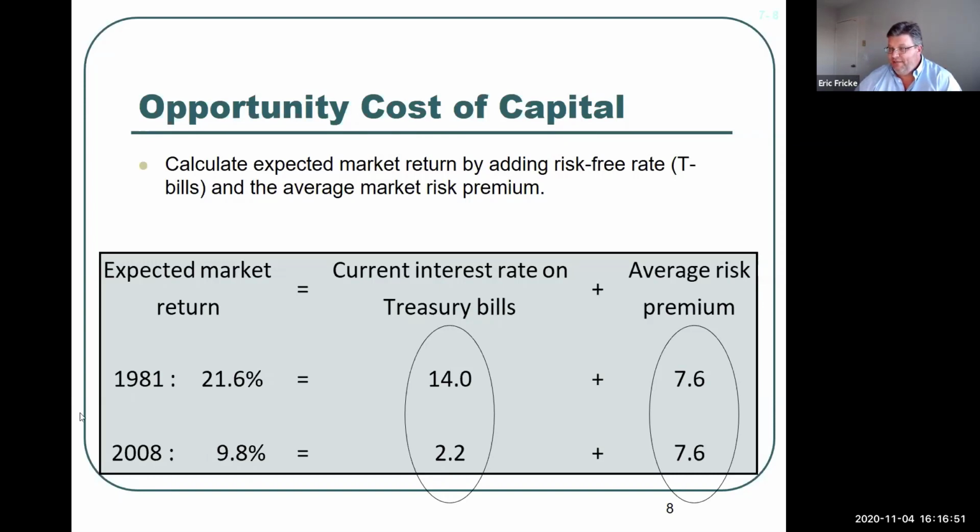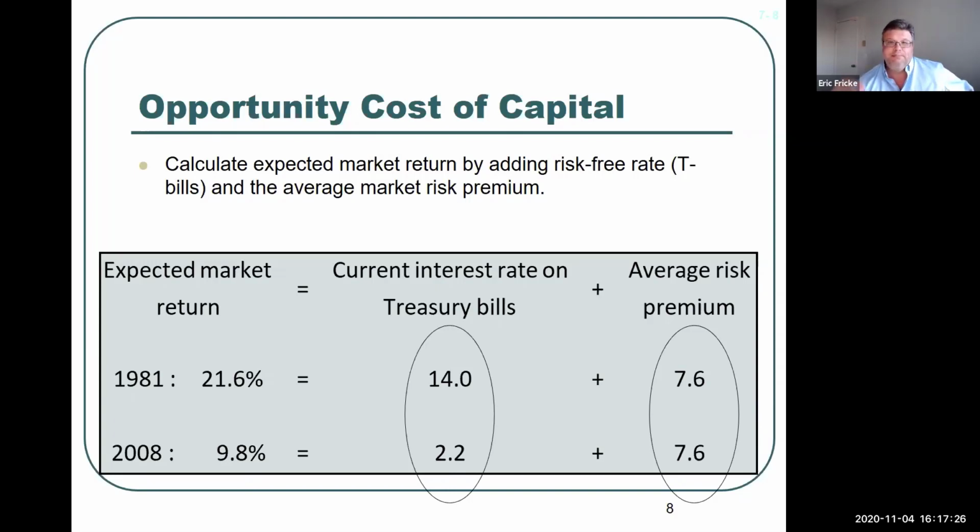And so you can see, 1981, the expected return was 21.6%. 2008, it was 9.8%. And for this year, it's going to be something like 8% or a little bit less, because right now Treasury bill rates are less than 1%. And so you take less than 1% and you add it to the historical average of 7.6, and you get somewhere around 8% expected market return.